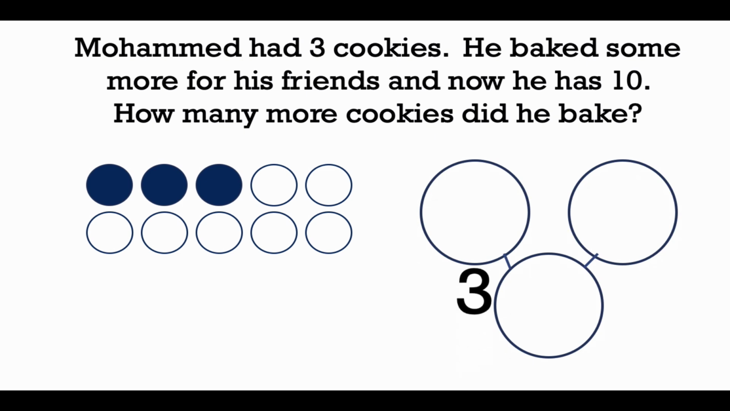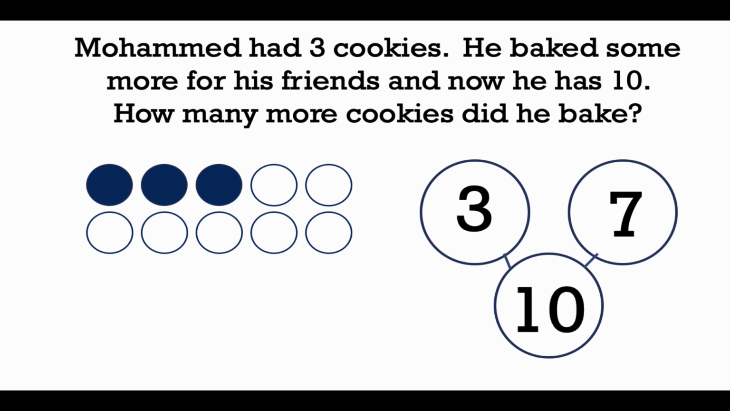Okay, we know he started with 3, and how many more did he bake? 7, so that would be the other part. And then the whole amount would be? Perfection. It would be 10. Good job, friends. Oh, you are so good at drawing these 5 groups and filling in the number bonds. What rock stars you are. You know what? You need a super clap. On the count of 3, we're going to clap as loud as we can. Ready? 1, 2, 3. Rock stars.